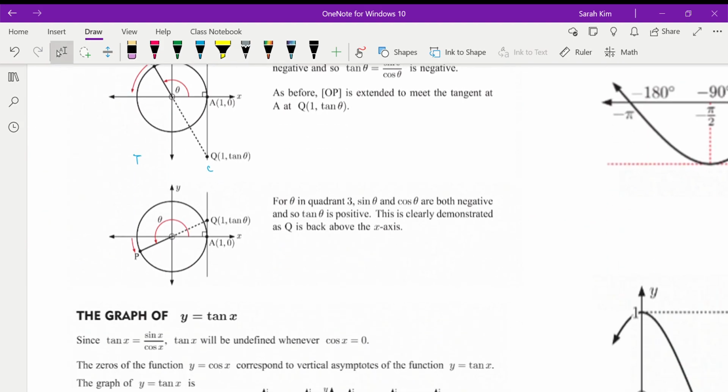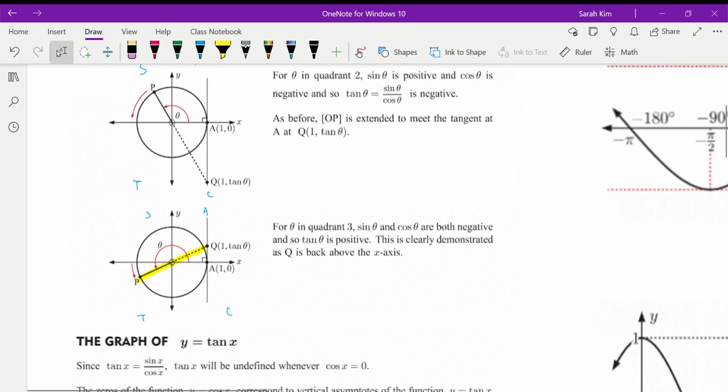For theta in quadrant 3, sine theta and cos theta are both negative. All Silly Turtles Crawl: in quadrant 3, only tan is positive, so tan becomes positive. This clearly demonstrates that Q is back above the x-axis as well. So this tangent is the same. It's a positive tangent. This one is a negative tangent, which is a slope as well.